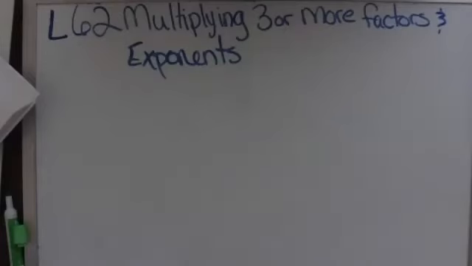This is lesson 62 for Saxon 4, multiplying three or more factors and exponents. So again, I haven't broken this one up because they're actually very connected, so I decided to keep them together.